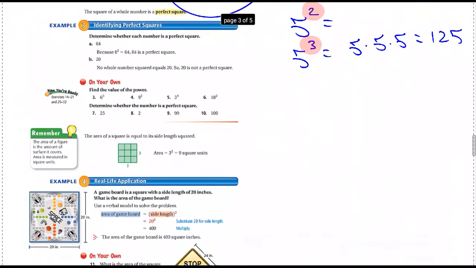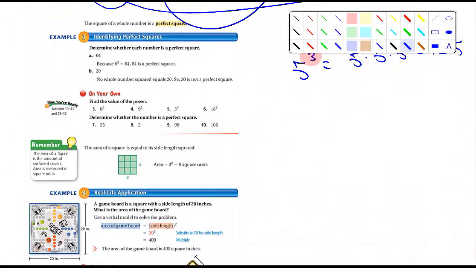All right, moving in a little bit further here. Example number 3. It says determine whether each number is a perfect square. Now, here's how you tell if a number is a perfect square: if a whole number multiplied by itself equals that number. So look, 4 is a perfect square because 2 squared equals 4.